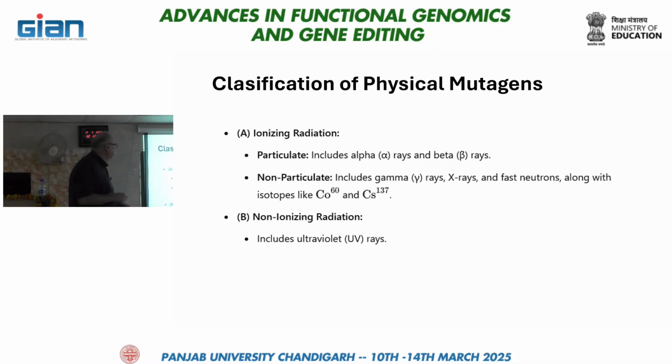You have several physical mutagens to use. Ionizing radiation like alpha rays or beta rays, and gamma rays, X-rays, of course, fast neutrons as well. So this is ionizing radiation, or non-ionizing radiation, which is UV. UV will introduce some mutations as well.